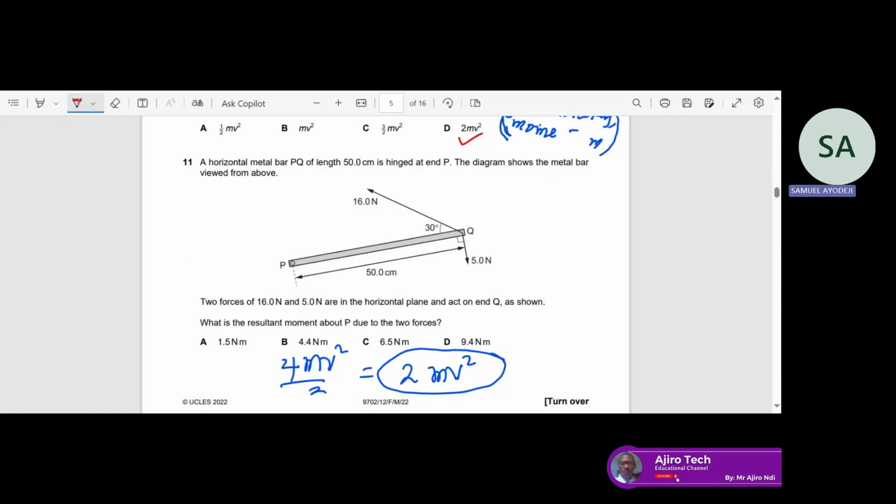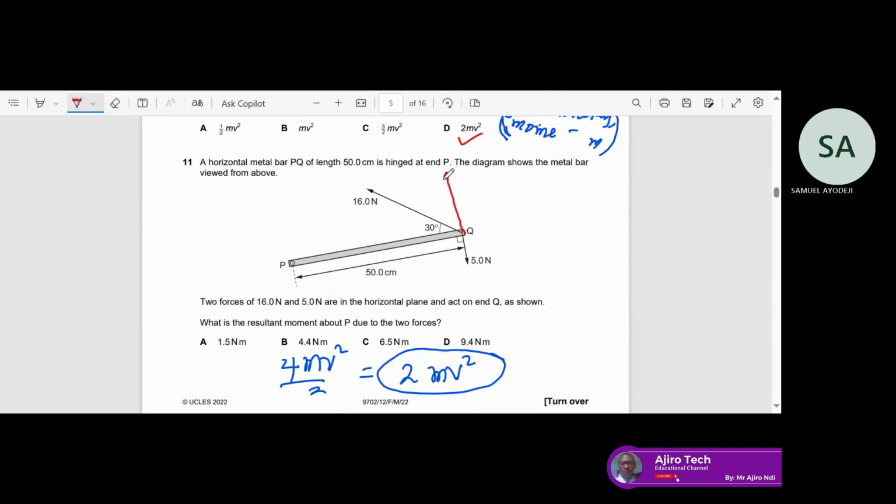You don't need the horizontal component. Am I not supposed to find the force that is perpendicular to the distance? If you do the vertical component, sorry, I meant to say vertical. Yes, I got the vertical component: 16 sine 30, right?